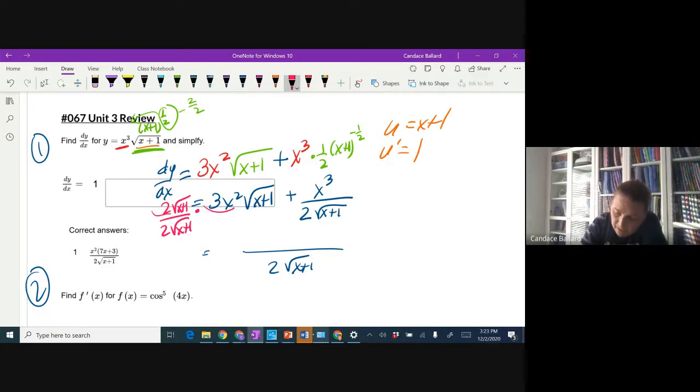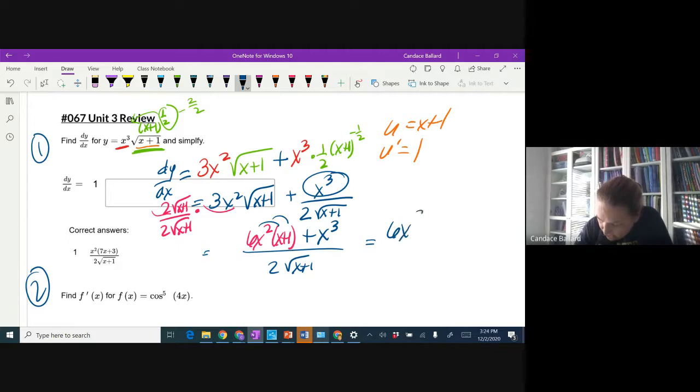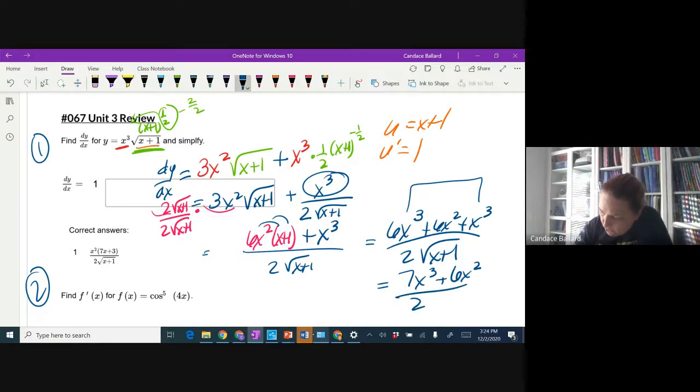I multiply the outsides together, so I get 6x squared. And then I multiply the inside. Square root of x plus 1 times square root of x plus 1 is just x plus 1. And then this guy here just gets dropped down because it's already over the correct common denominator. All right, now I'm going to distribute this in. So I get 6x cubed plus 6x squared plus x cubed over 2 square root of x plus 1. All right, and then it looks like I can put my cubes together as like terms. So 7x cubed plus 6x squared over 2 square root of x plus 1.